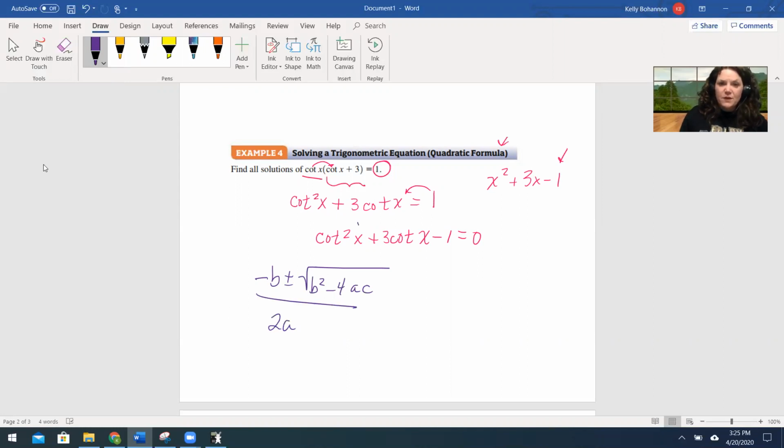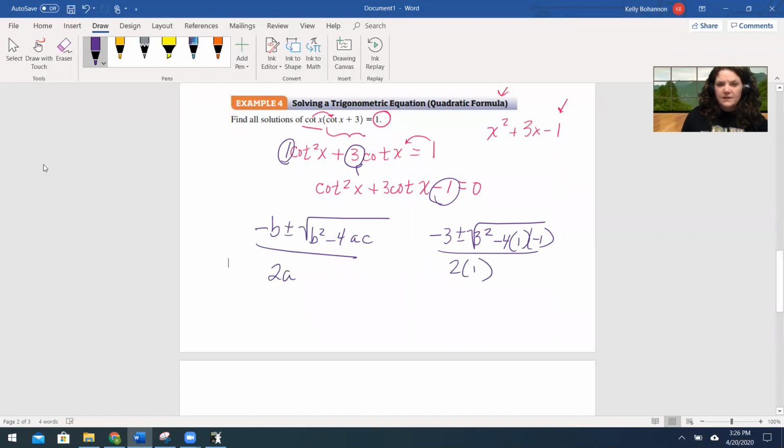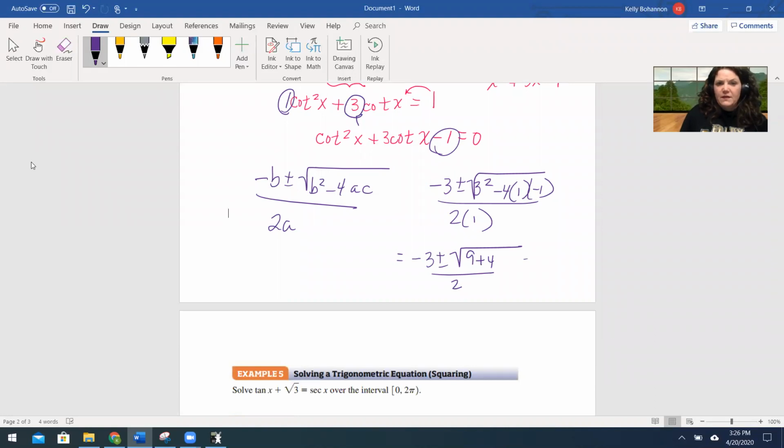My b value is 3, my a value is 1, and my c value is -1. So it's going to be -3 plus or minus the square root of 3 squared minus 4 times 1 times -1, all over 2 times 1. We're just going to simplify that. So -3 plus or minus the square root of 9 plus 4 over 2, which is going to be -3 plus or minus the square root of 13 over 2.